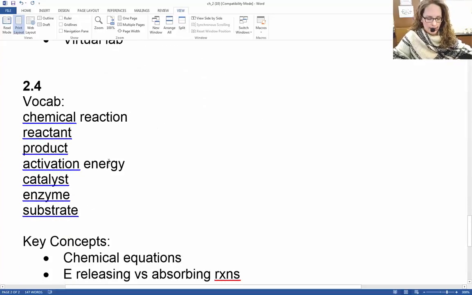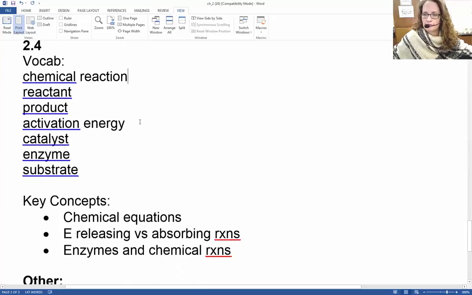So now we finish Chapter 2 with Section 2.4, and some of this is going to be review. So the first part is a chemical reaction. And this is probably something you remember from physical science, but a chemical reaction has reactants and then products that it makes. And they're always chemically different.